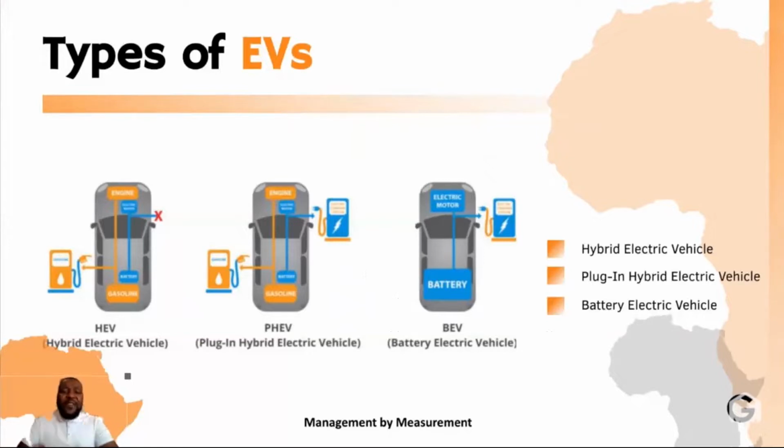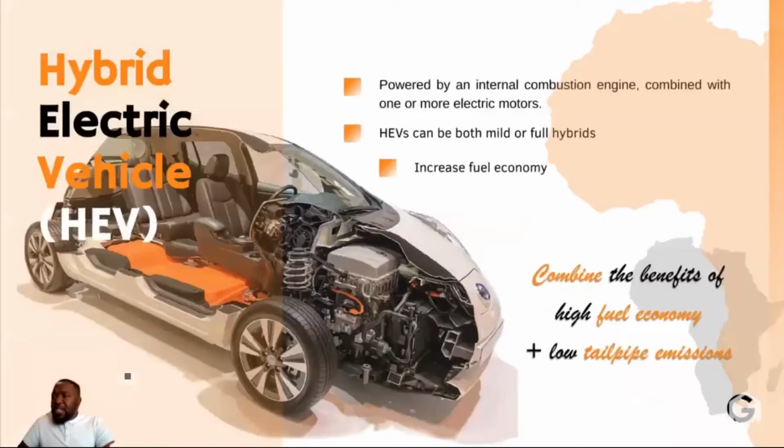there are basically 3 different types or kinds of electric vehicles. It's the hybrid or the HEV. We've got the plug-in hybrid electric vehicle. And lastly, we've got the BEV, which is the battery electric vehicle. And then just to dive into more detail on each and what it basically means.